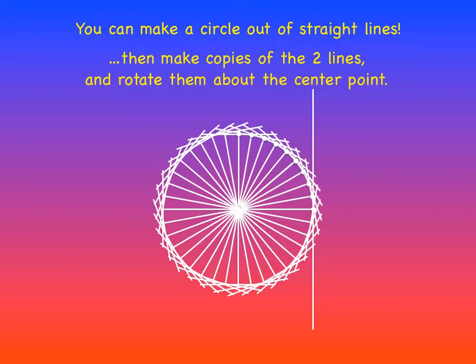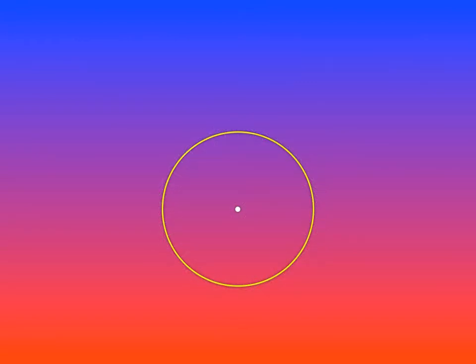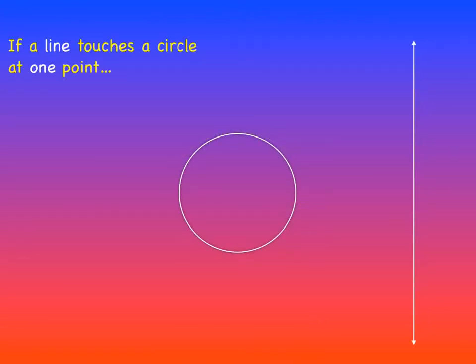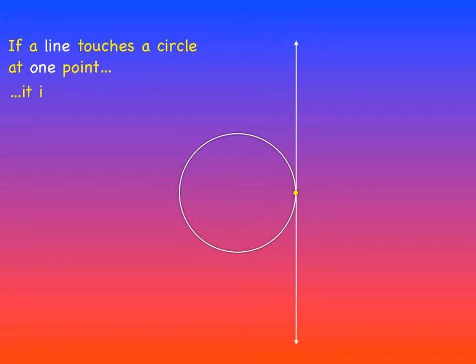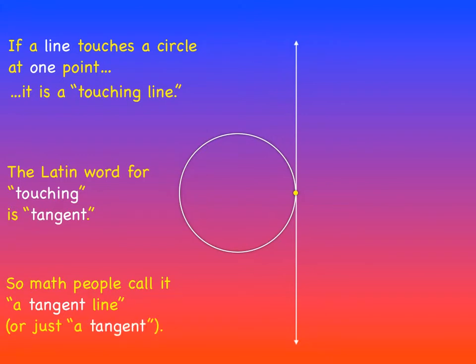Ta-da! If you connect all the points of intersection and erase all the perpendicular lines, you can see the resulting circle. Here are the two original perpendicular lines. If a line touches a circle at one point, it's a touching line. The Latin word for touching is tangent, so math people call this a tangent line, or just a tangent.